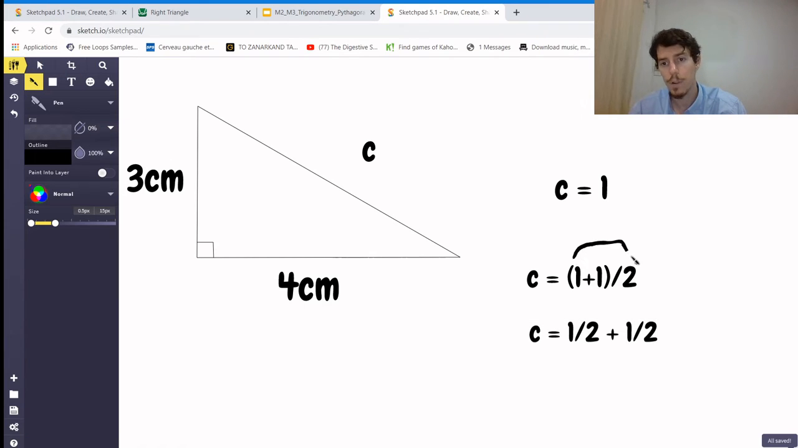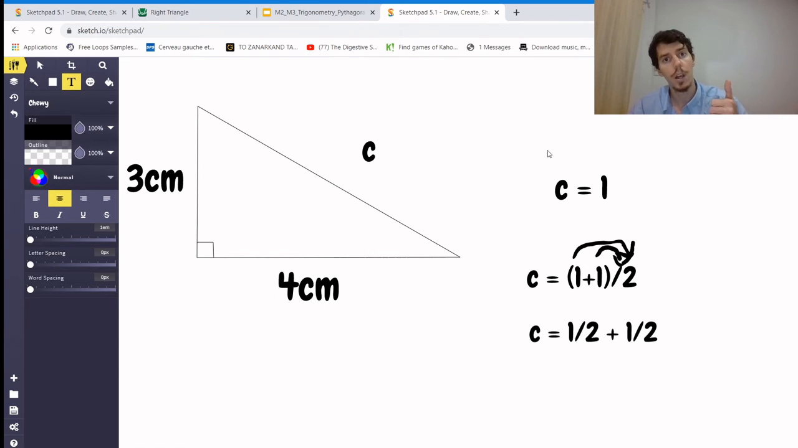I used to write like this. And now 1 over 2 plus 1 over 2 is 2 over 2, which is 1. This one is equal to 1. So this is correct. This is the same thing with the square root. Remember, you have to give to everybody. Okay, guys?